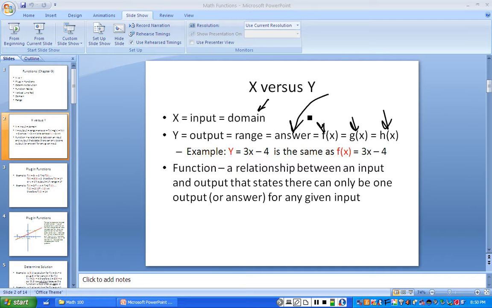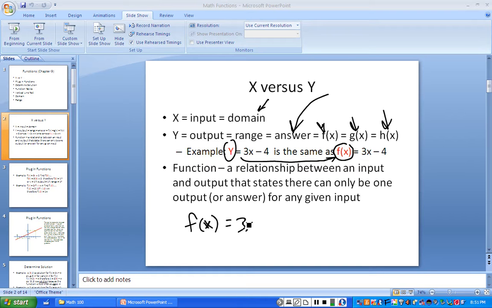Okay, so here I'm trying to show you that Y equals 3x minus 4 is pretty much the same as saying f of X equals 3x minus 4. So all we did was replace Y with f of X. They're interchangeable. And here's your quick little definition of a function: a relationship between an input and output that states that there can only be one output or answer for every given input.